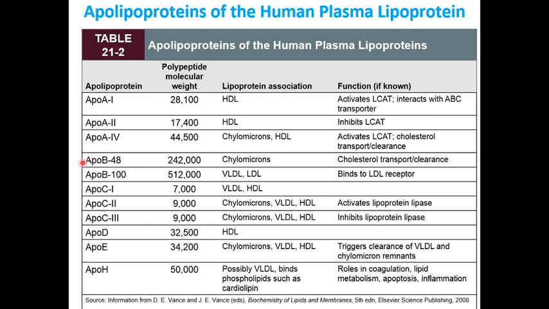For example, ApoB48 is an apolipoprotein that is associated with chylomicrons. And this is a humongous protein. It has a molecular weight of 242,000 Daltons. And its function is in cholesterol transport and clearance.